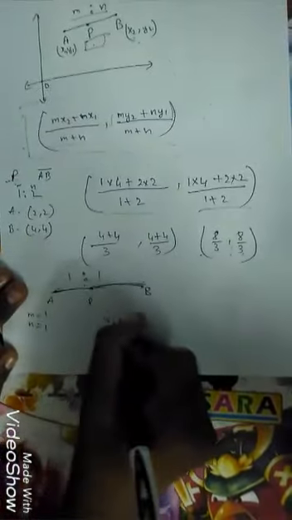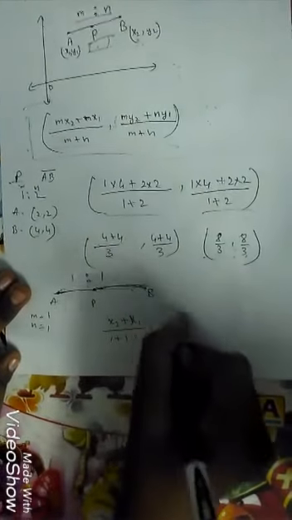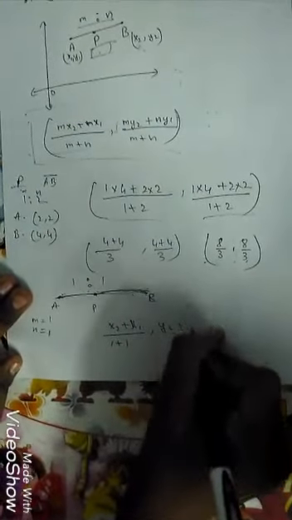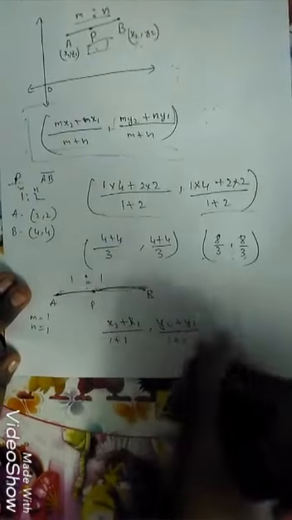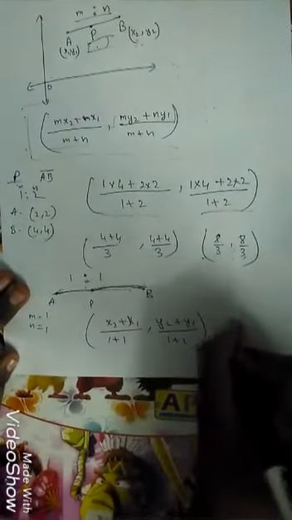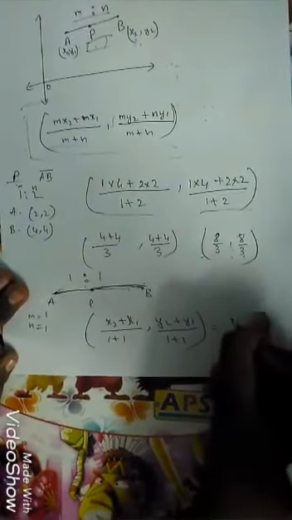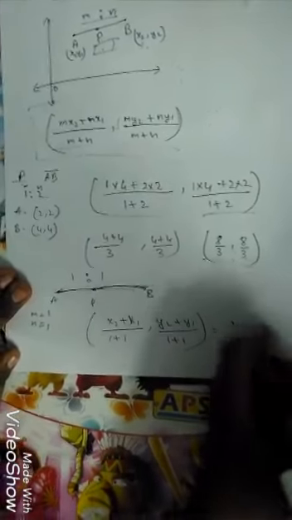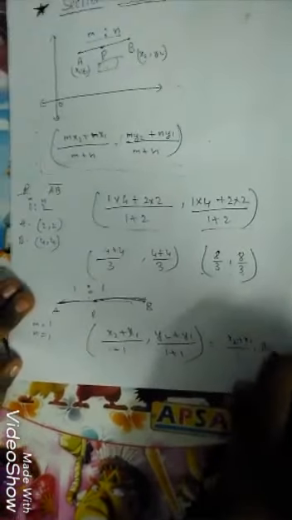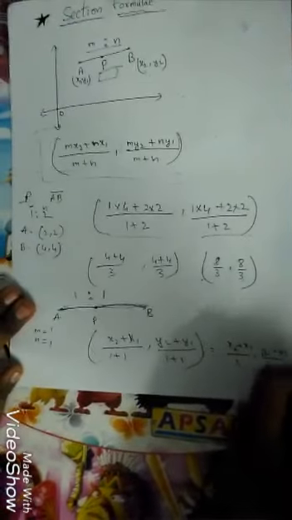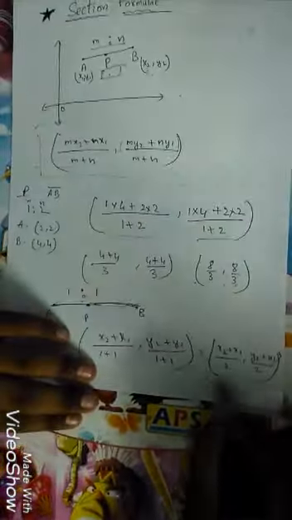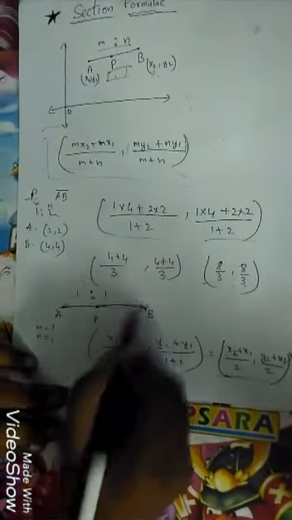Now by substituting these values, (x2 plus x1) by (1 plus 1), comma, (y2 plus y1) by (1 plus 1), is equal to (x2 plus x1) by 2, comma, (y2 plus y1) by 2. This is how to find the coordinates of a midpoint of a line segment.